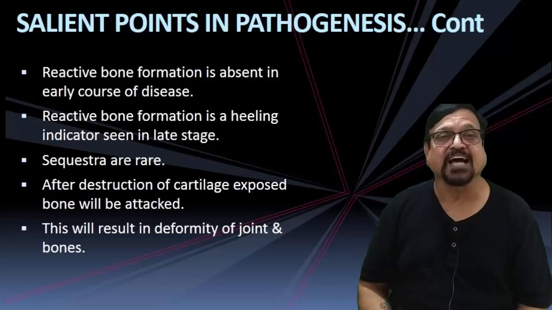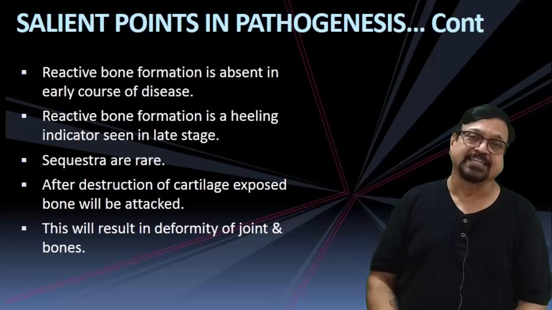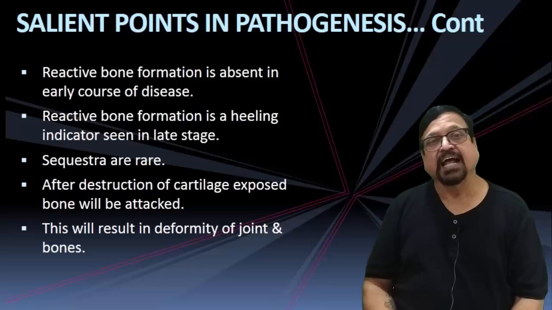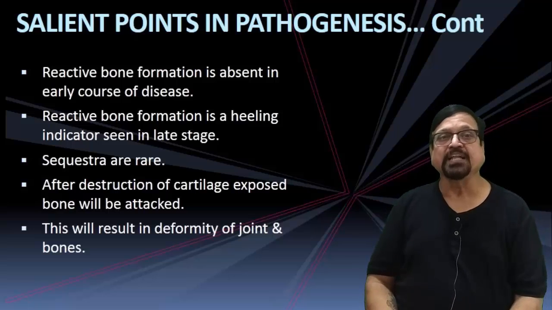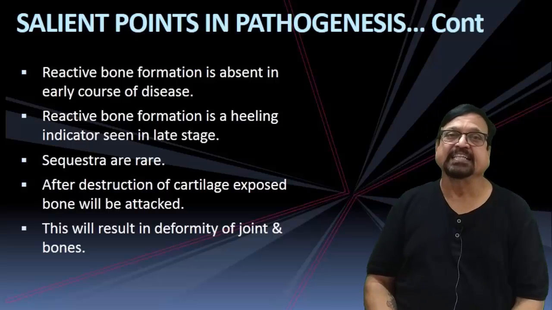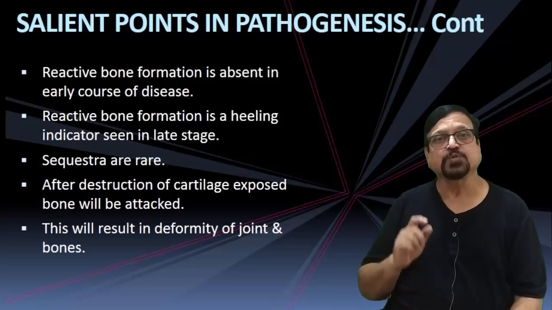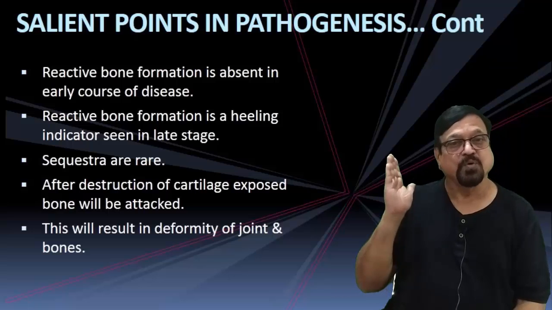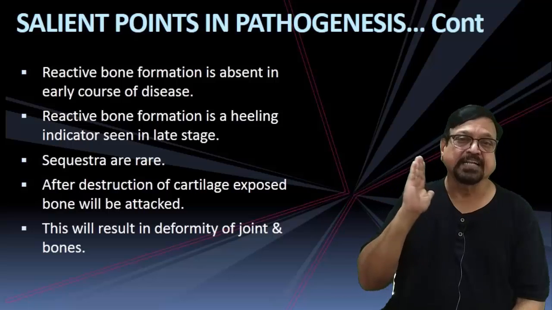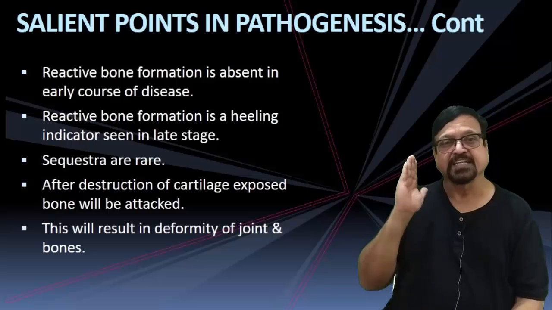Now, sequestra are there in tubercular arthritis. They are not as common as in pyogenic arthritis, they are less common, and in tuberculosis sequestra are not common, but they are there. After destruction of cartilage, the exposed bone will be attacked. So what will happen first? First the organisms will go to the cartilage, then destruction of cartilage.